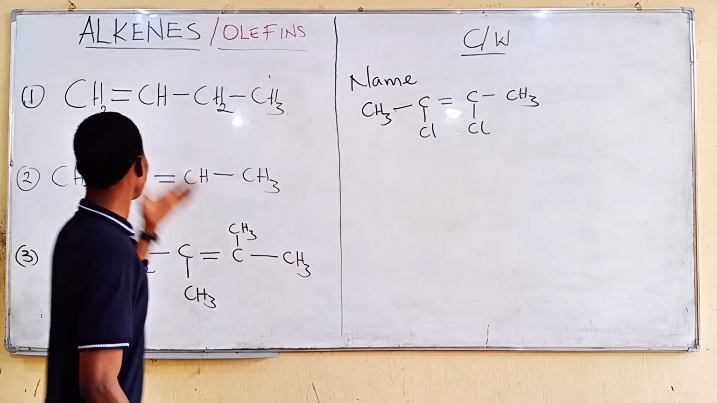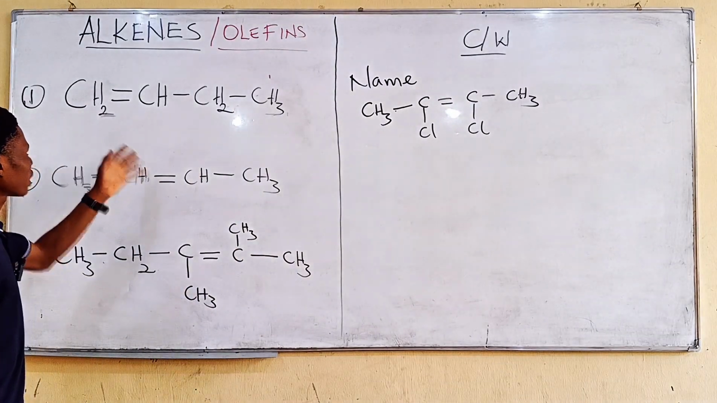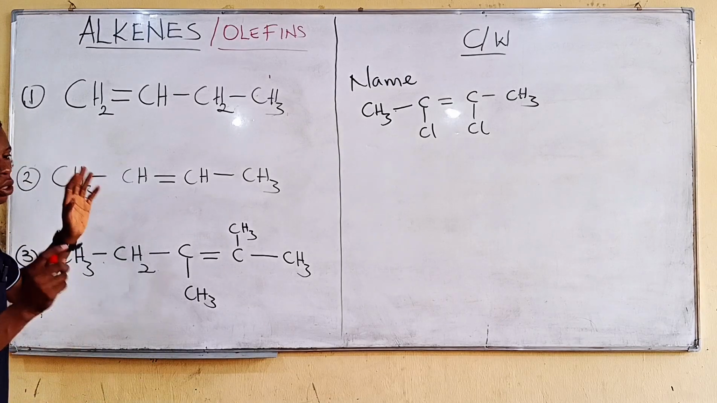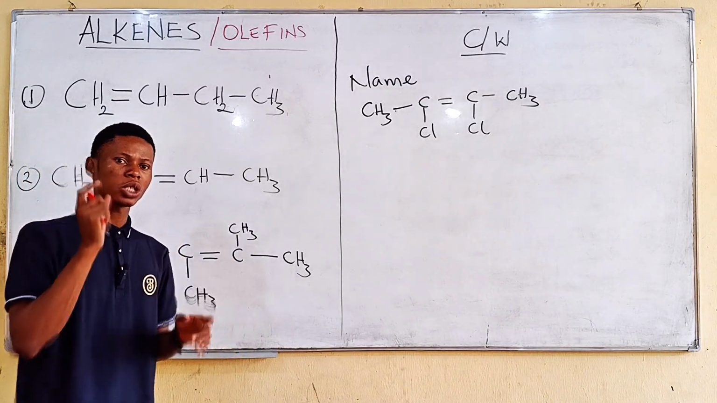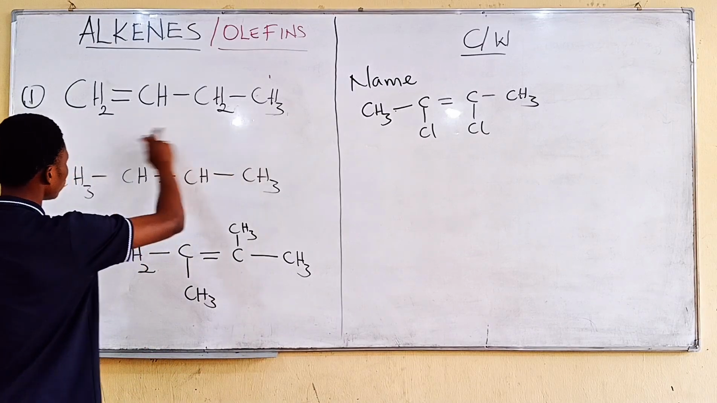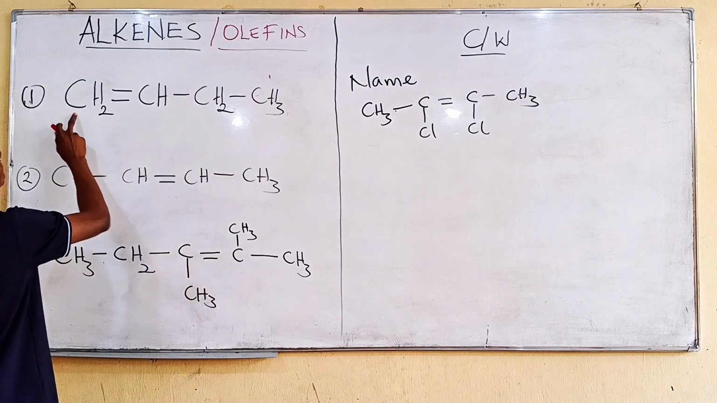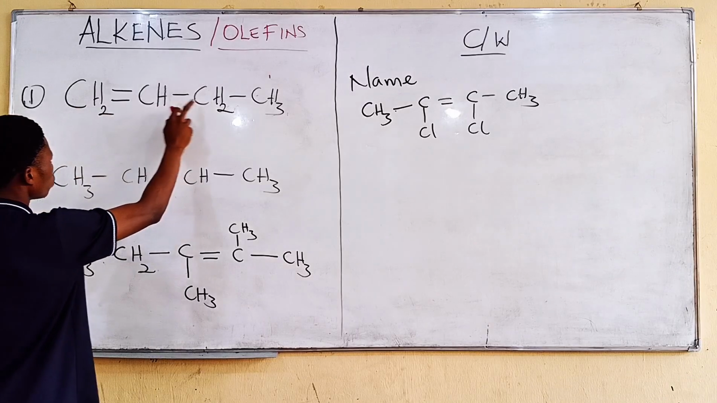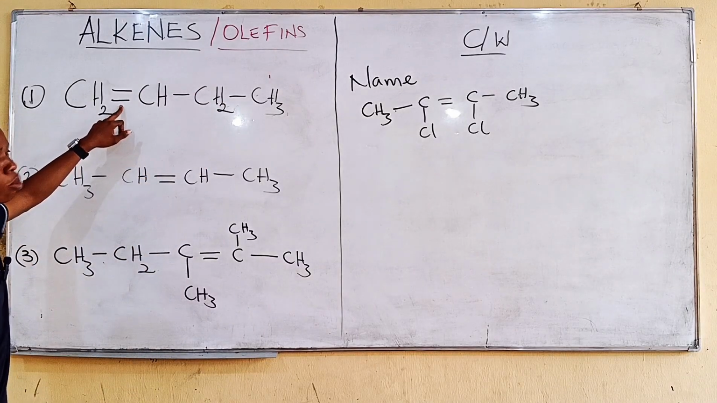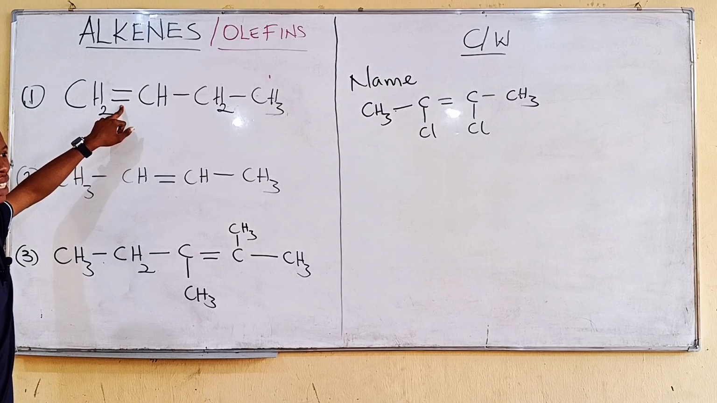Let's look at how to name alkenes using these examples on the board. The first thing when naming any organic compound is to look for the parent. The parent is the longest chain, right? This one is a straight chain, so we don't have any problem here. Just 1, 2, 3, 4, 4 carbons. And now you can see a double bond, so this is an alkene.